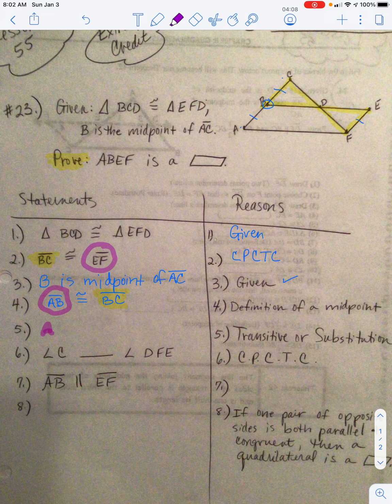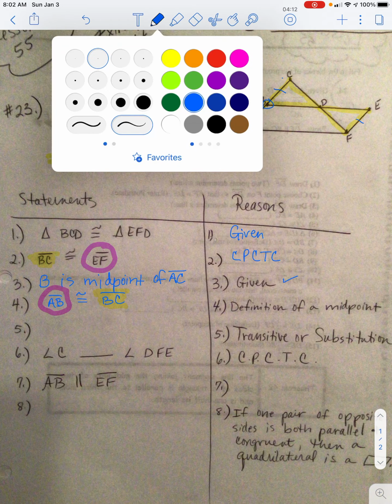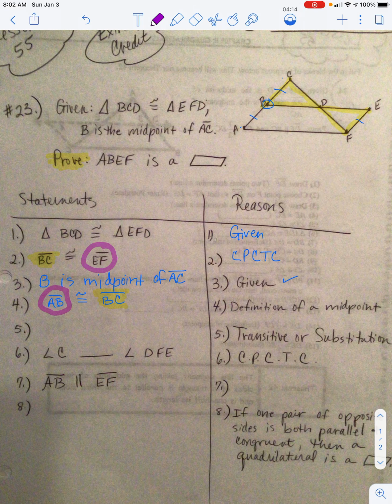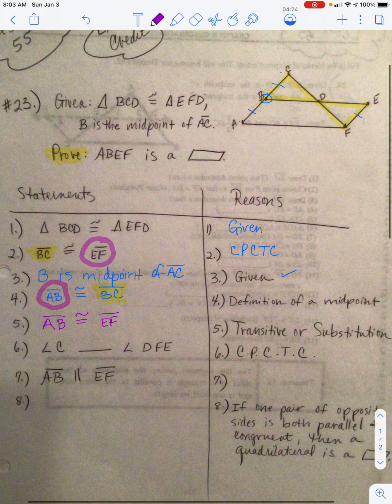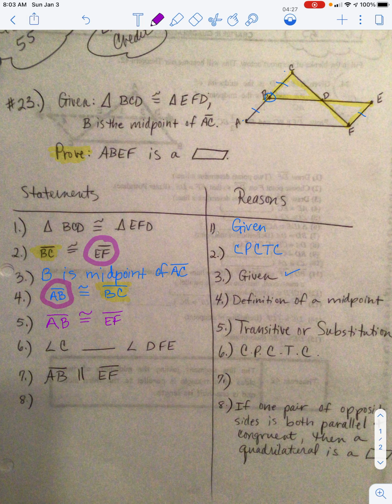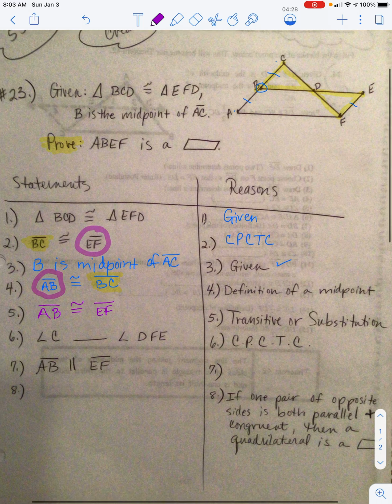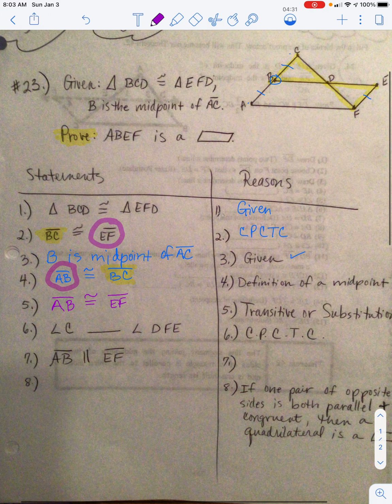I want to get a purple pen back. I'm going to write this in purple to match the circles there. Then that means that AB has to be congruent to EF. And we just do that. We're just substituting it in place of the two steps that we wrote in number 2 and 4. That is the transitive or substitution property.